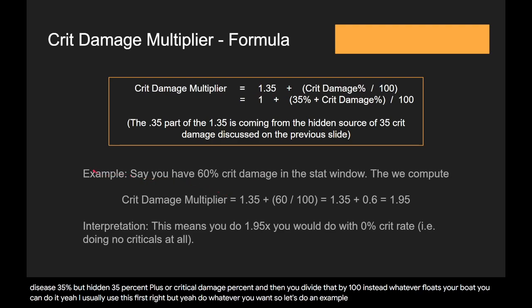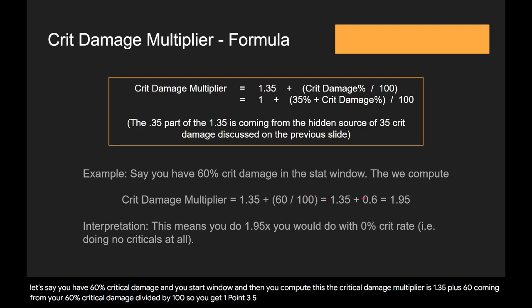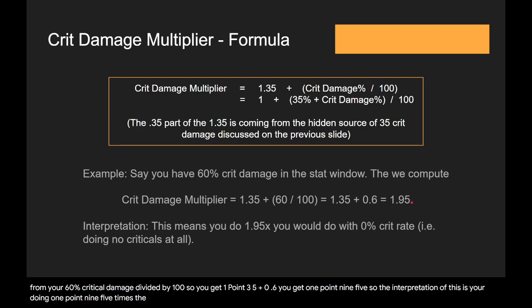So let's do an example of computing this critical damage multiplier. Let's say you have 60% critical damage in your stat window, and then you compute this. The critical damage multiplier is 1.35 plus 60, coming from your 60% critical damage, divided by 100. So you get 1.35 plus 0.6, you get 1.95. So the interpretation of this is you are doing 1.95 times the damage you would do if you weren't doing any criticals at all. Again, this is just looking at the multiplier itself.